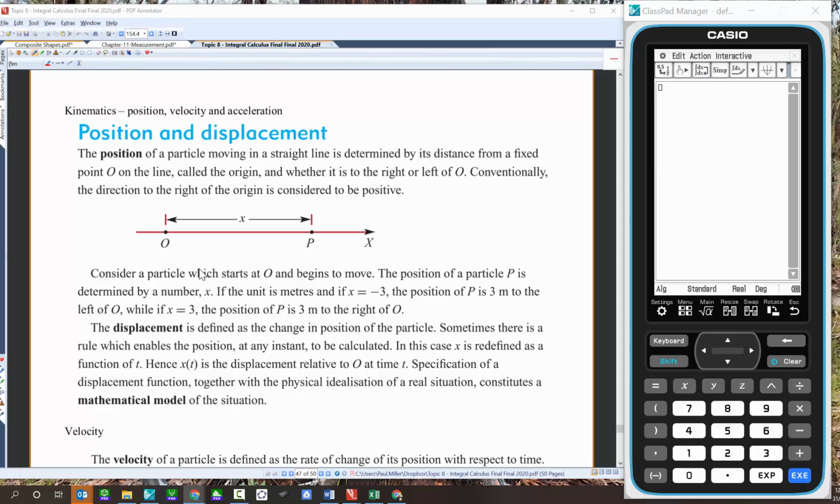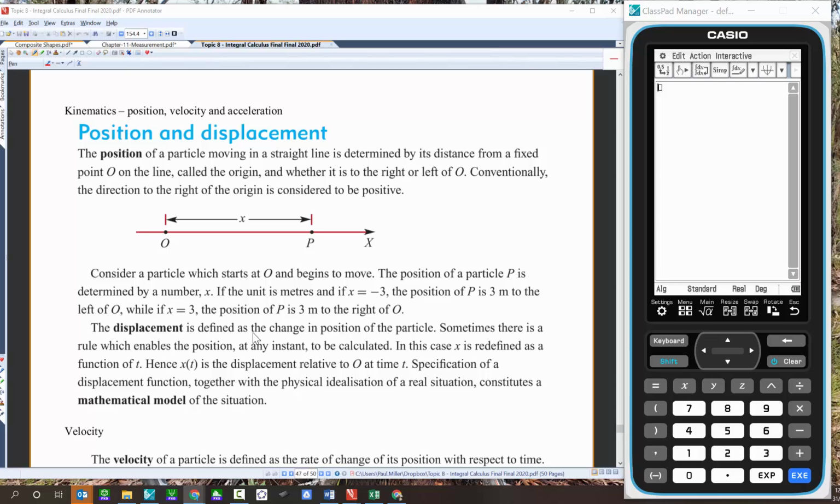Now, let's just see where this goes. Consider a particle which starts at O and begins to move. The position of a particle P is determined by the number x. If the unit is meters and if x is equal to -3, then the position of P is 3 meters to the left of the origin. So that negative sign means it's on the left of the origin, whereas the positive sign means it's to the right of the origin.